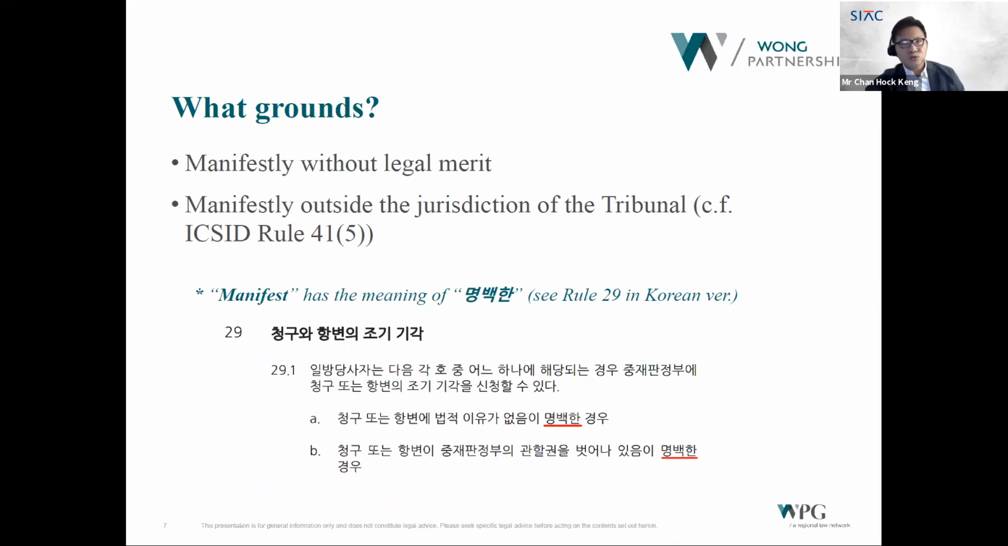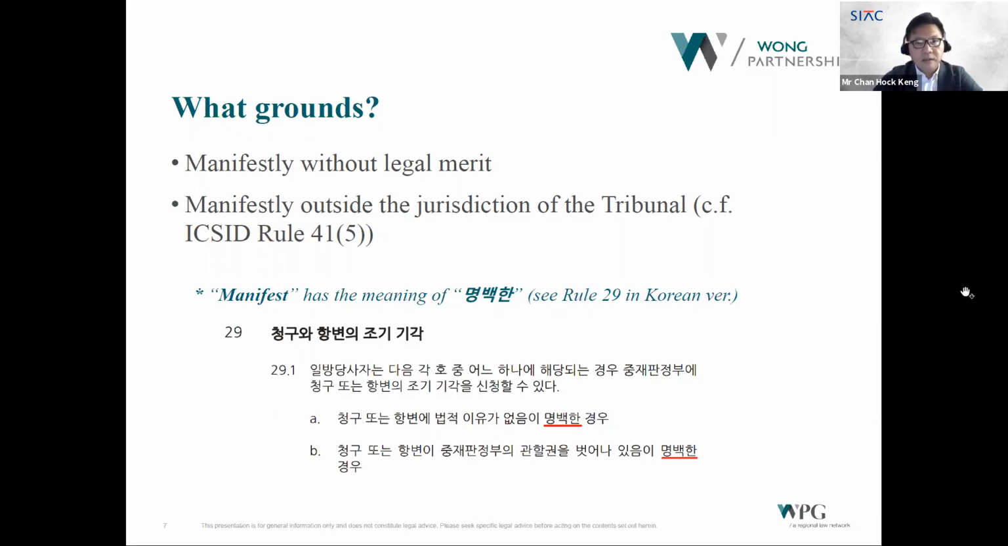So let's go into the next issue: what are the grounds? The speakers before me have mentioned the focus is on the word manifestly. And I think in Korean, it means myongbegan. If I'm wrong, please correct me. And there's some jurisprudence, as Eddie has mentioned, in the exit rules. So perhaps we can take a look at that later on.